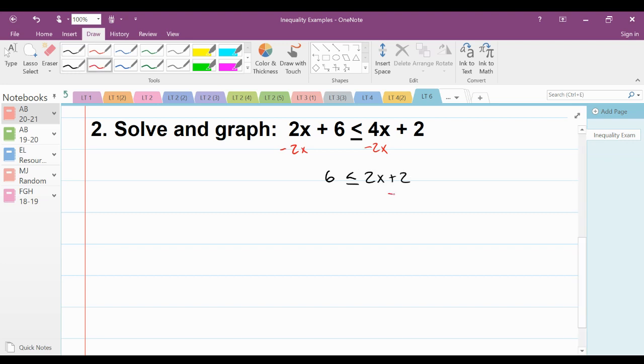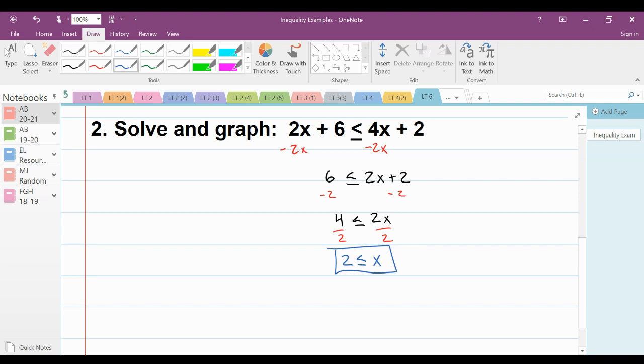From here, again, I'm just going to isolate the variable. So I'll subtract 2 from both sides. I'm looking at 4 ≤ 2x. Divide both sides by 2, and I get a final answer: 2 ≤ x. So here is a good answer.